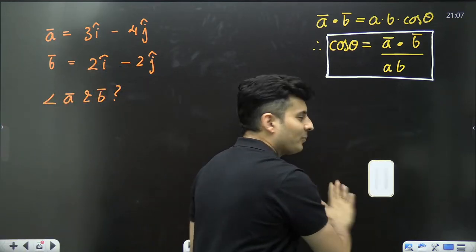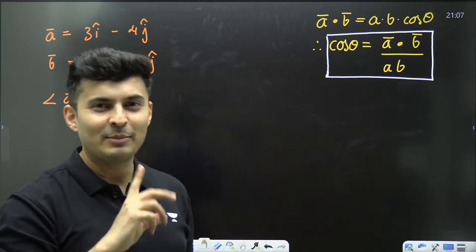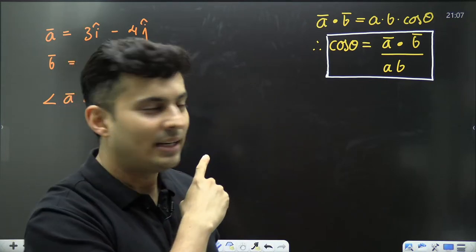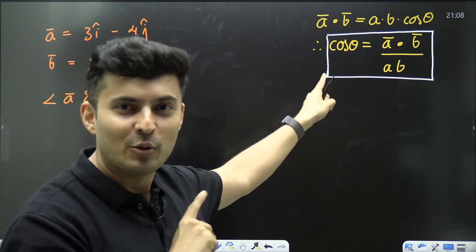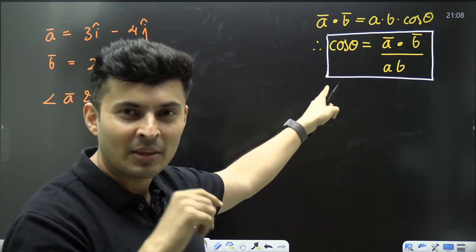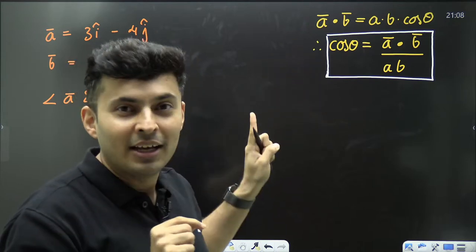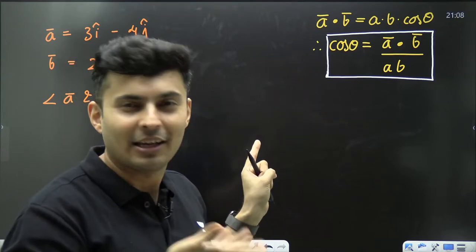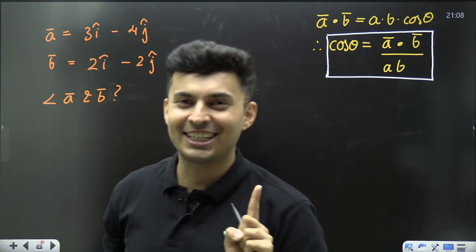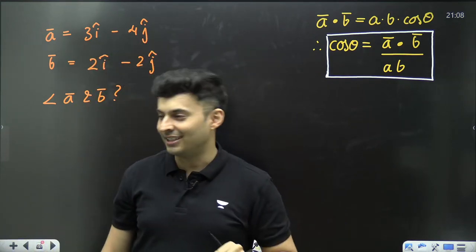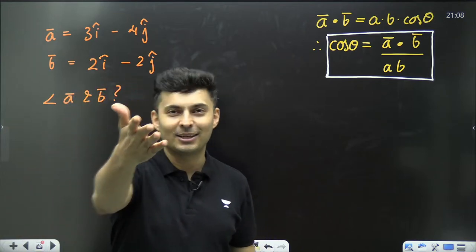But I'll tell you something. Please tell me the truth. Did you also not feel the same thing? Honestly tell me. When you saw the formula for the first time and applied it, you would have thought, A dot B and AB, A cancel, B cancel. What is this? You would have felt that. At least I felt that during my 11th standard. Then I was like, what is this I'm doing?